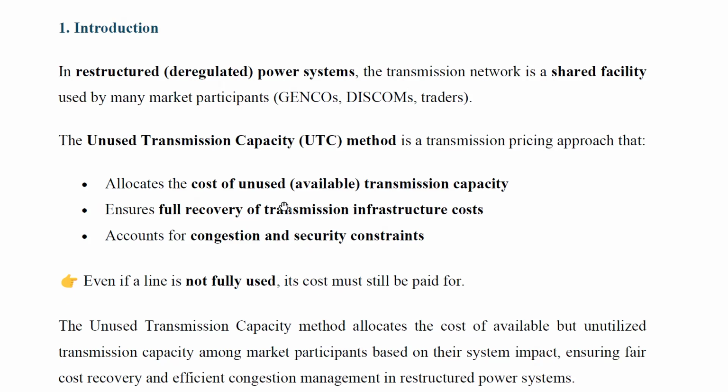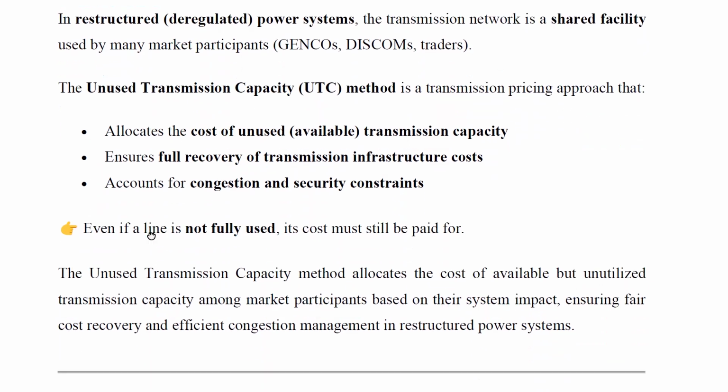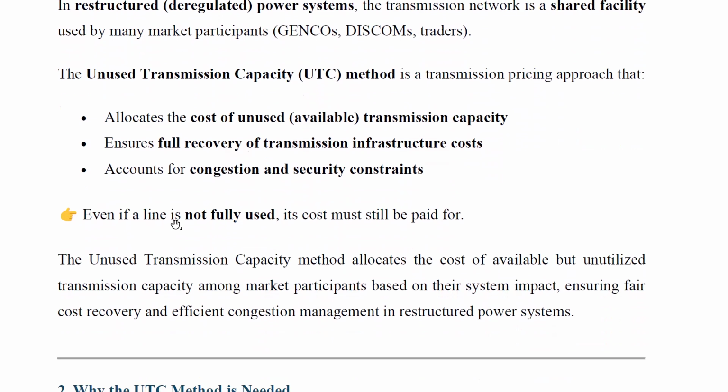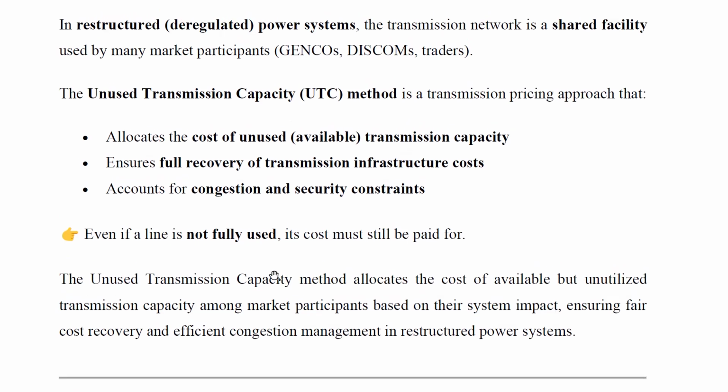So this ensures the full recovery of the transmission infrastructure cost and accounts for the congestion as well as security constraints also. Even if the transmission line is not fully used, the cost must still be paid. Even if one part of the transmission line is used and the other part not used, you still need to pay for the full line. This is the definition for unused transmission capacity.